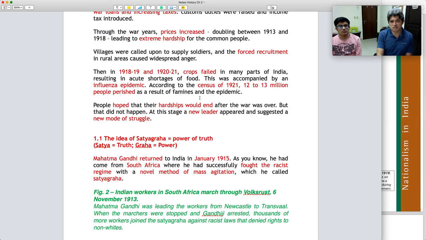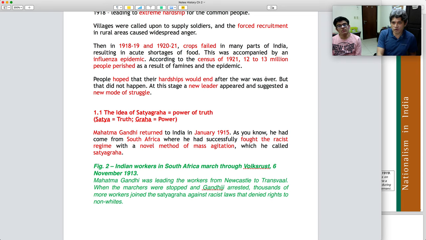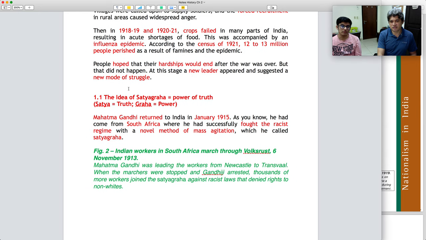All these things increased the hardships of people. People thought that after the war was over, all these hardships would be gone. But this did not happen. The aftermath of the war is not something that goes away overnight. So these hardships did not end after the World War got over. So they decided that they had to do something about it. They could not keep getting ruled around and exploited by the Britishers.